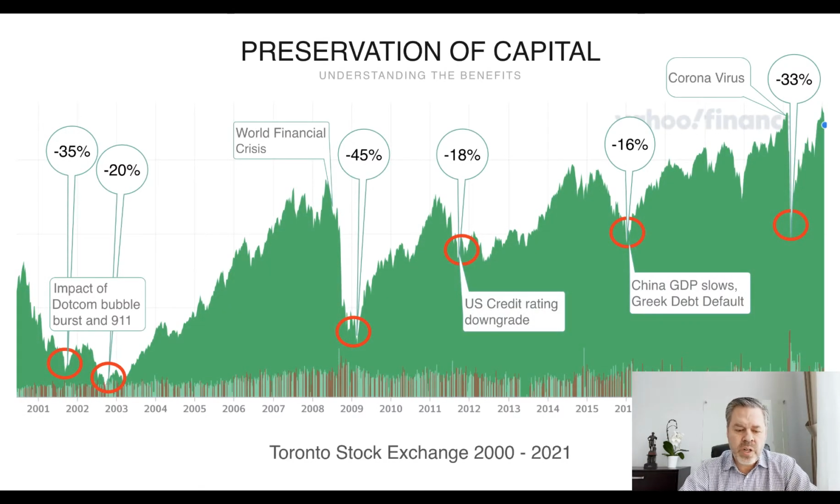If you're thinking that we're not going to have any major declines, let's look at the last 2 decades. Awful stuff here. Negative 35 with the dot-com bubble bursting, followed by 9/11, minus 20%. Ran up, really glorious time of the markets. And then we got hit with minus 45% with the world financial crisis. The markets ran up, minus 18 decline again with the U.S. credit rating downgrade.